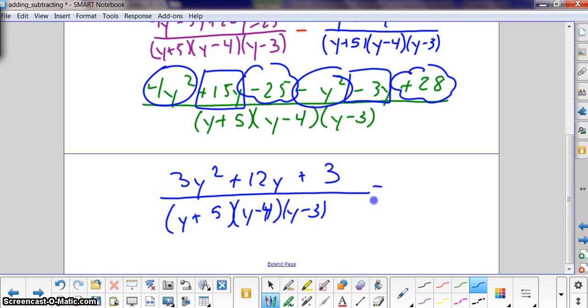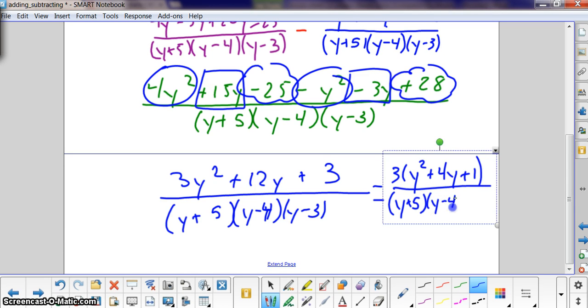Now I do notice that the numerator is factorable. I can at least take out a 3, so I'm left with 3 times (y squared plus 4y plus 1). And on the bottom I'm still going to have (y + 5)(y - 4)(y - 3).